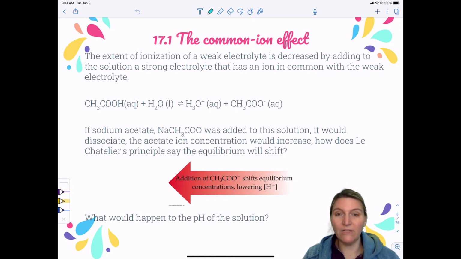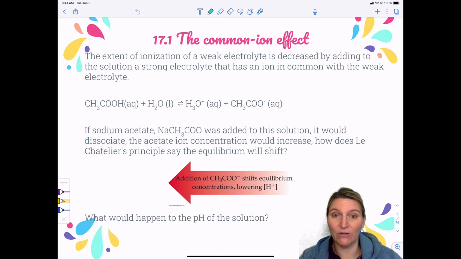And we're going to learn in 17.1 about the common ion effect. We've already seen this when we looked at solutions where we were dissolving a solid, right? That if we dissolve solid silver iodide into a solution that already had iodide ions, the solubility decreased. So this is just the exact same idea, except now we're talking about a weak acid. So it basically says the extent of ionization of a weak electrolyte is decreased by adding to the solution a strong electrolyte that has an ion in common with the weak electrolyte.